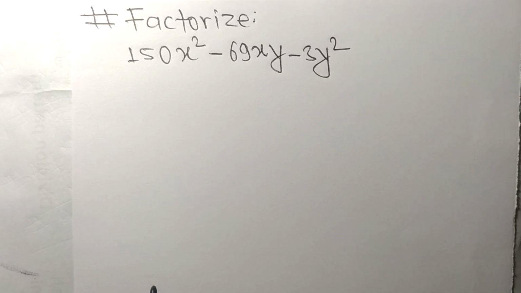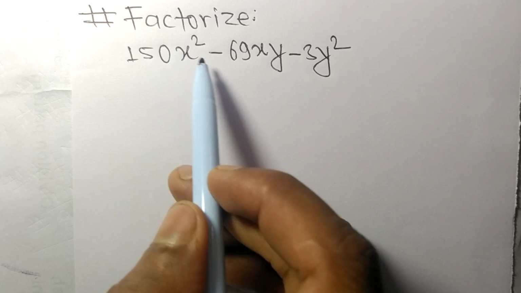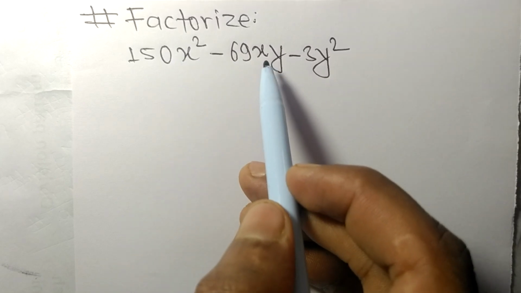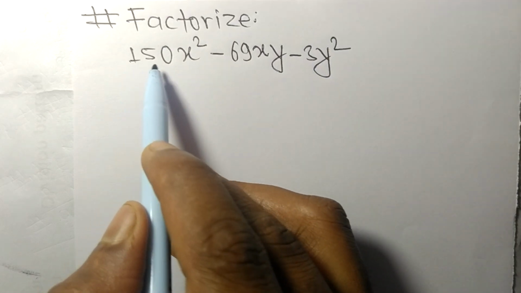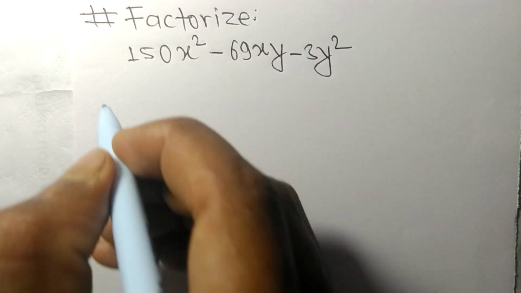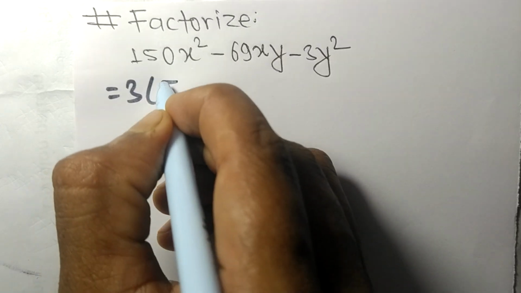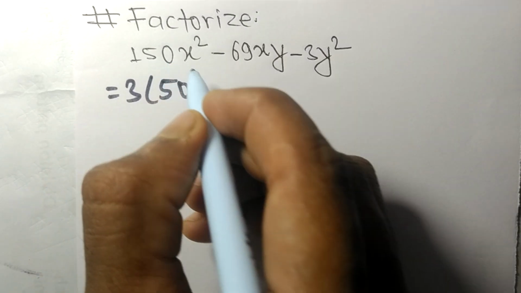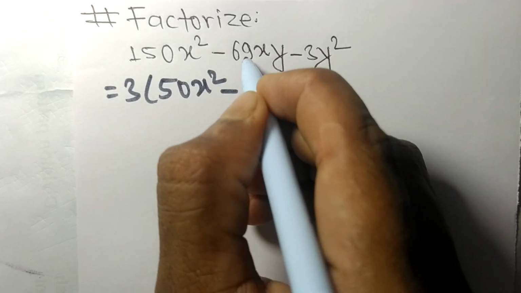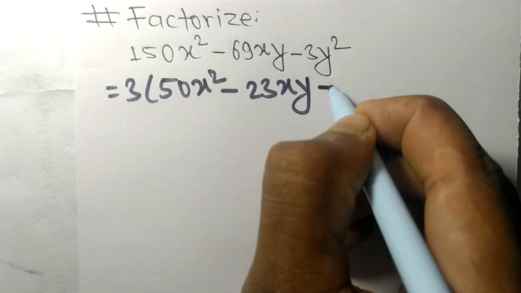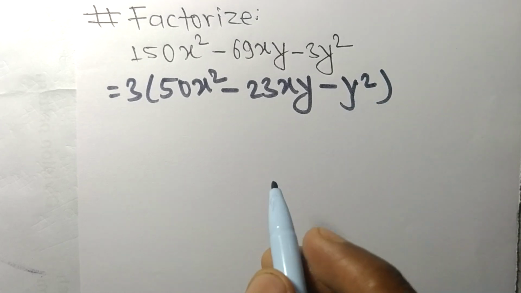So today in this video we shall factorize 150x² minus 69xy minus 3y². In all these terms the common factor is 3. So remaining, 3 times 50 means 150x², 3 times 23 means 69xy, minus 3 already came, so y².